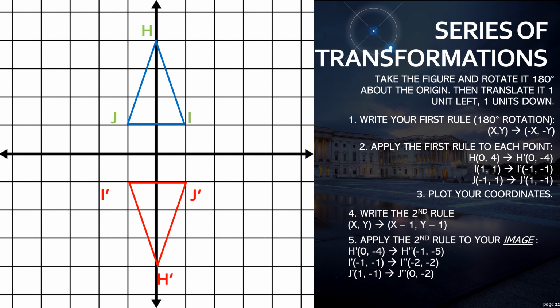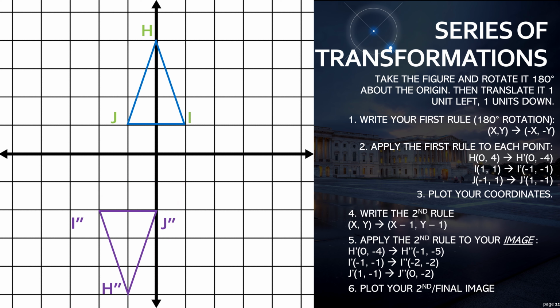So notice what I have here. I have my H prime, I prime, J prime. And then I subtract 1 from all the first coordinates, subtract 1 from all the second coordinates, and I end up with H double prime, I double prime, J double prime. And now I could simply plot my second, final image. And this is what I have in purple. And just let me remove this red image. And this is what your final transformation will look like.